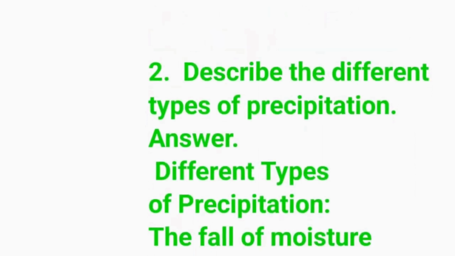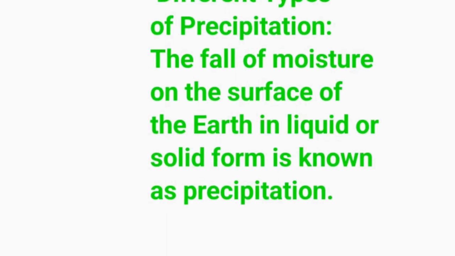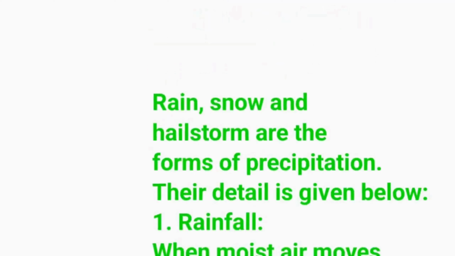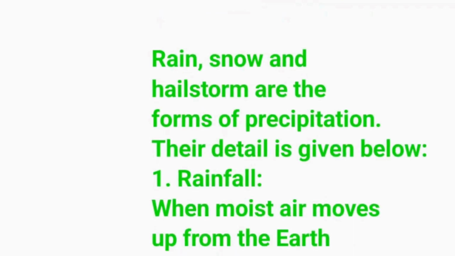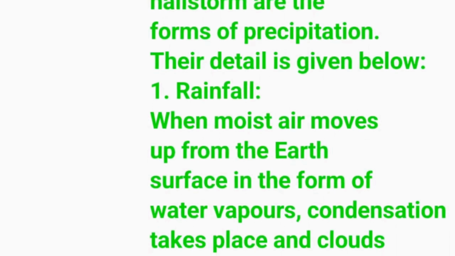2. Describe the different types of precipitation. Answer. Different types of precipitation. The fall of moisture on the surface of the earth in liquid or solid form is known as precipitation. Rain, snow, and hailstorm are the forms of precipitation. Their detail is given below. 1.